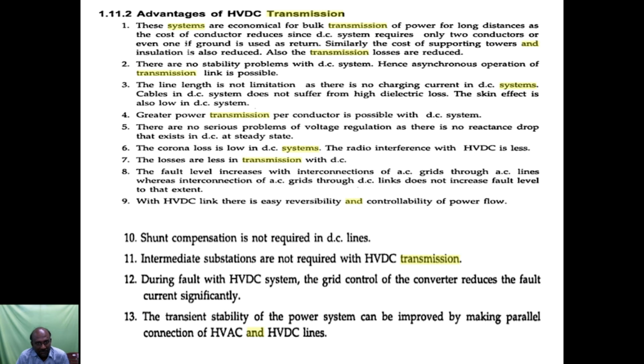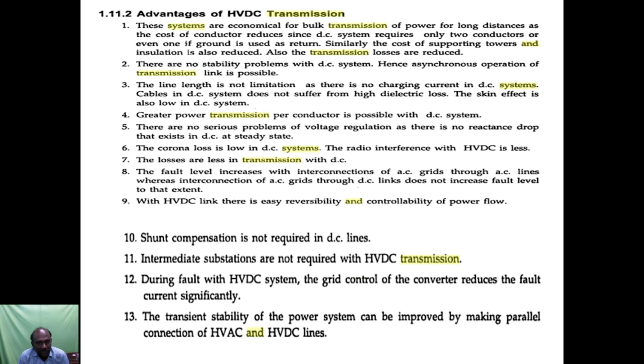Advantages of HVDC transmission. So here we are using only two conductors. So the requirement of conductors is very much reduced. There are no stability problems with these systems. In the AC system we have the problems of frequency, but here no such kind of frequency problems. The line length is not a limitation as there is no charging current in DC systems. Being in DC, there is no charging current. Therefore, there are no further losses due to charging current.